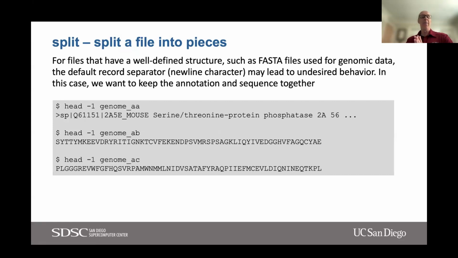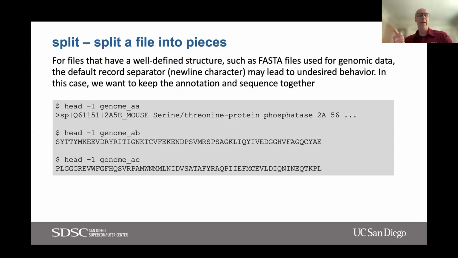Okay, now for files that have a well-defined structure, such as FASTA files used for genomic data, the default record separator, a newline character, may lead to undesired behavior. In this case, let's say we wanted to keep the annotation and the sequence together. So if you're coming from a bioinformatics background, these sorts of file formats will look familiar.